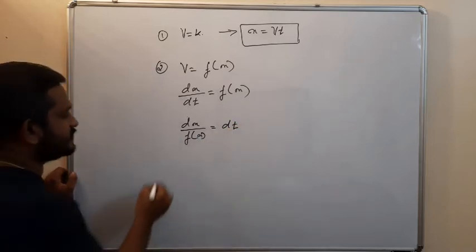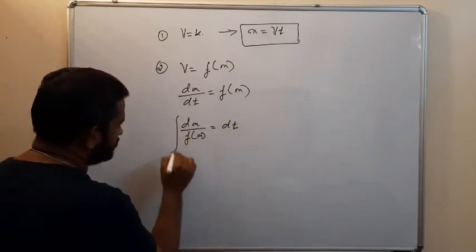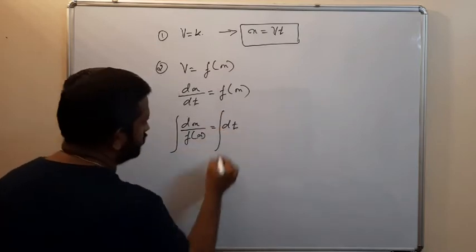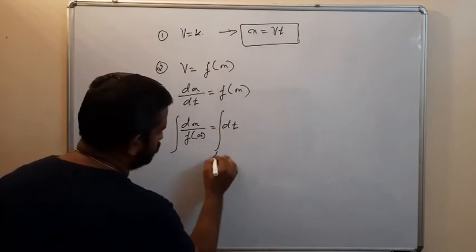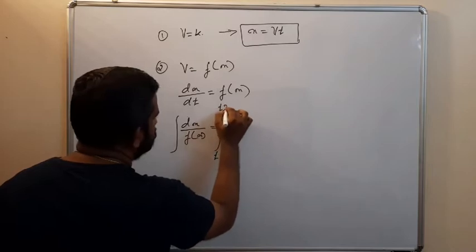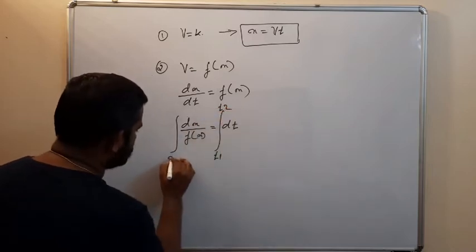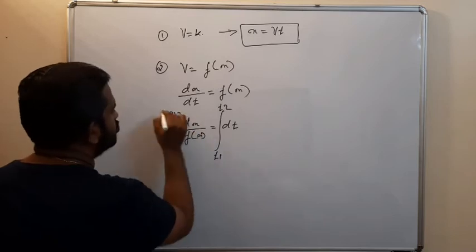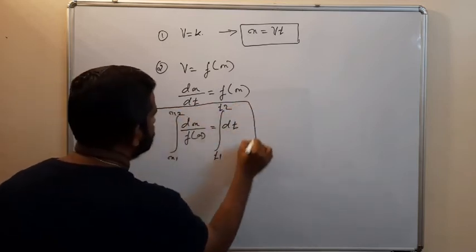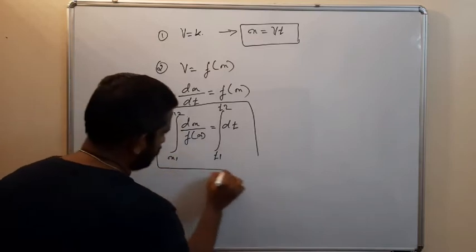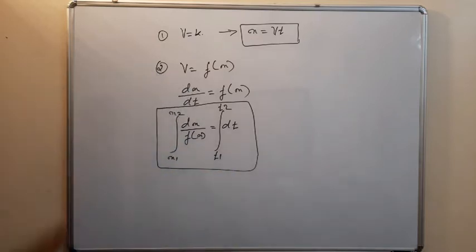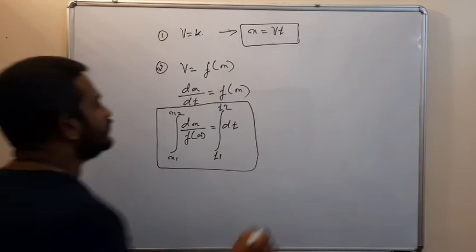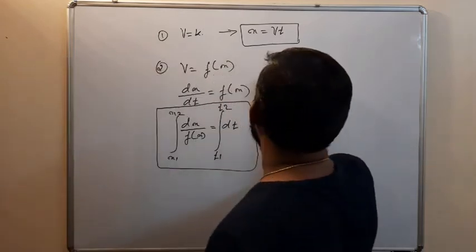Third step is integrate. Okay, the time varies from t1 to t2, so that the displacement varies from x1 to x2. So this will give the displacement.